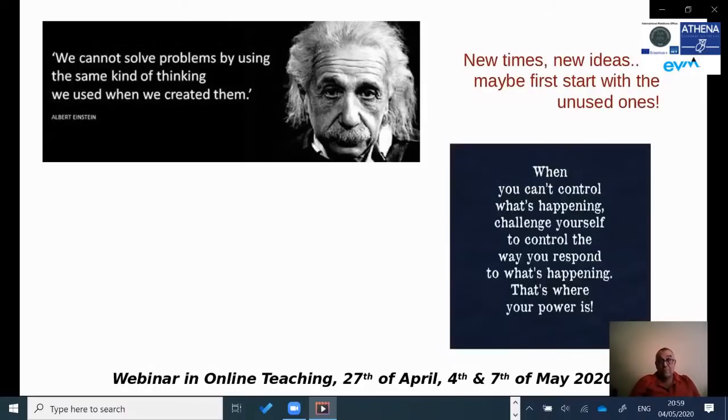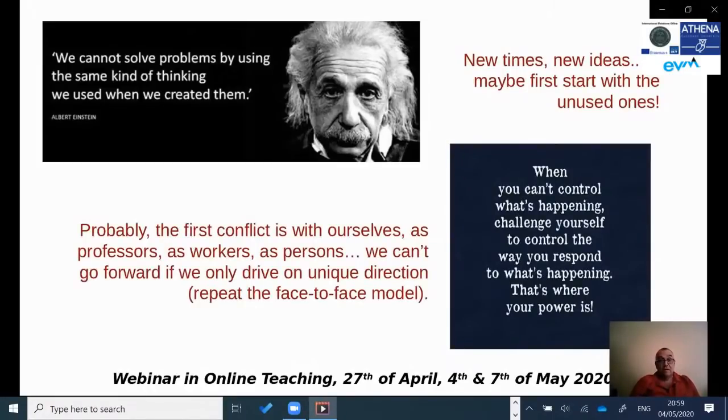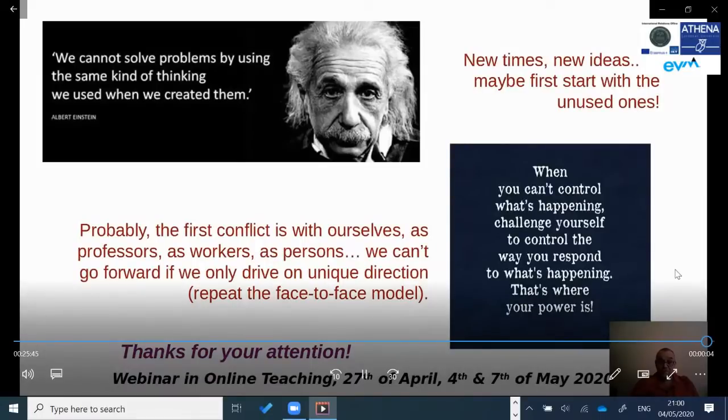The problem, mainly, is in the faculty. The first conflict is with ourselves as professors, as workers, as persons. We cannot go forward if we only drive in the unique direction to repeat the face-to-face model and try to convert the internet connection into the usual classroom. Okay, thank you for your attention. This is the end.